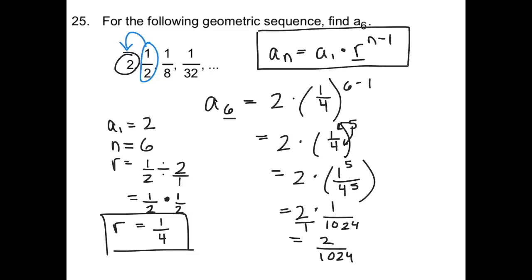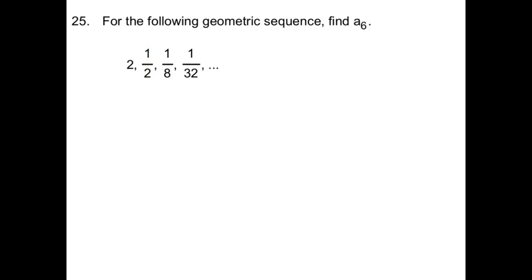The top and bottom of this fraction are both divisible by 2. So 2 divided by 2 is 1, and then 1024 divided by 2 is 512. My final answer, which represents the sixth term of the sequence, is 1 over 512.